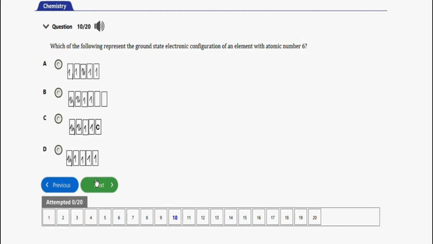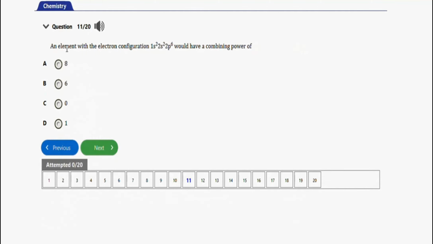So next question will be this one. It says an element with the electron configuration would have a combining power of 0. So this is a noble gas. This is neon. Alright, atomic number is 10. 6 plus 2 plus 2, that's 10. So noble gases or inert gases have no combining power because they already have stability. Alright, so they don't need to get into reaction again.